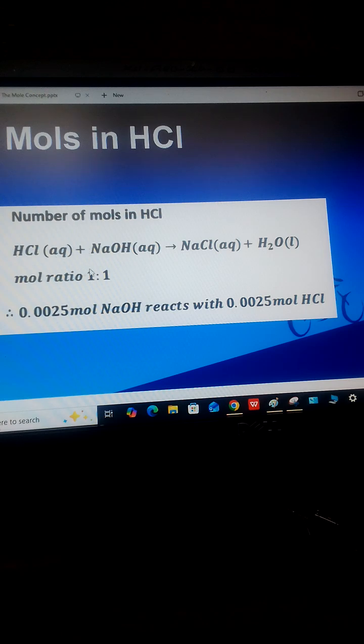Now, after getting the mole ratio, we know how many moles of sodium hydroxide were used. There were 0.0025 moles. And because the mole ratio is 1:1, it follows that the number of moles in hydrochloric acid is also 0.0025 moles.